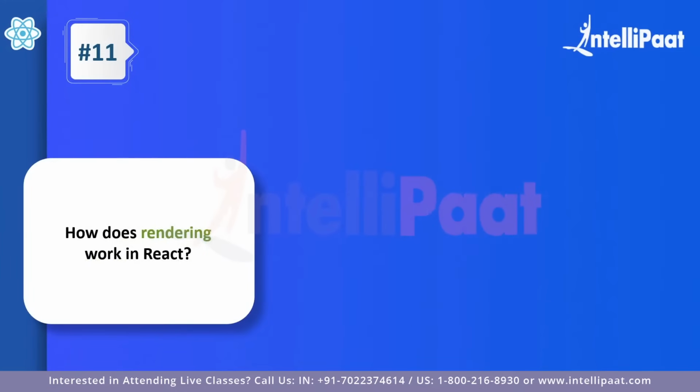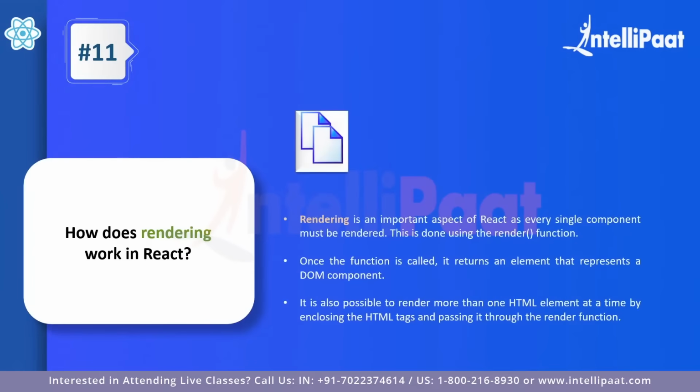Question number 11 states, how does rendering work in React? Rendering is a very, very important aspect of React, as you might already know, as every single component that exists in React, if it has to be seen by the user or by the browser, it has to be rendered. And rendering in React can be done by using a function of the same name, which is the render function. So what actually happens is whenever the function is called, right? After it is called, it returns an element that actually represents a DOM component.